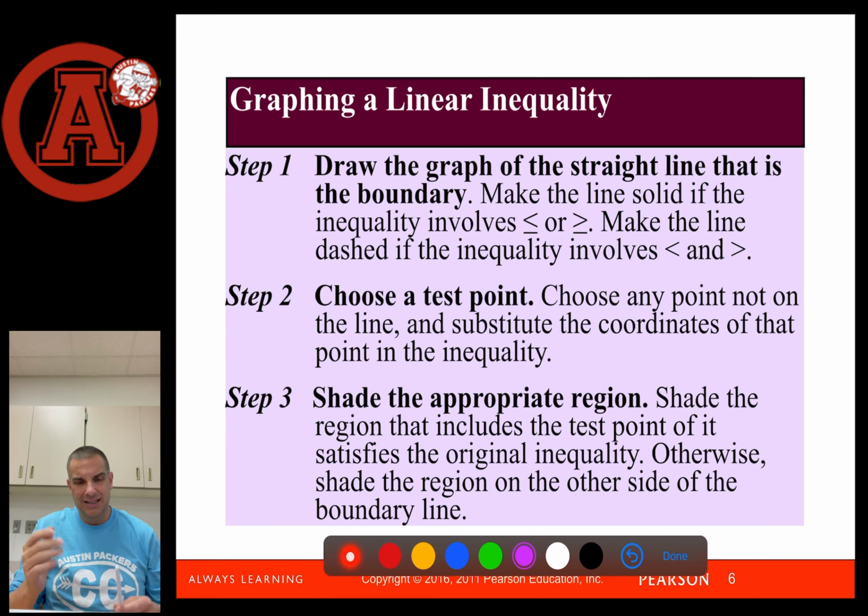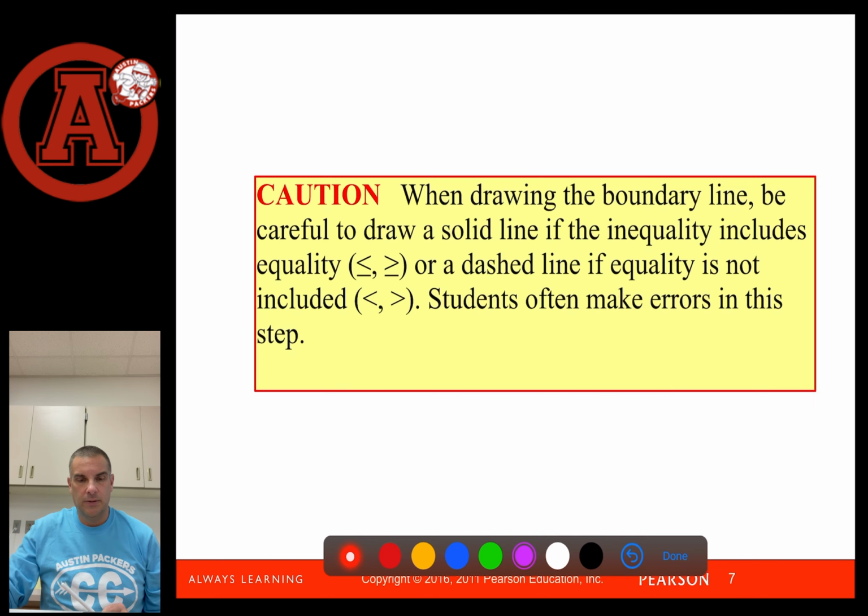And then that leads to step 3: you shade after you do that test point. Keep in mind, it is specific as to whether it's solid or dashed, so please make sure you're paying attention to what the inequality symbol is. Remember, if it's greater than or equal to or less than or equal to, it's solid. If it's greater than or less than, then it's just dashed. The big error comes in if you miss this one.